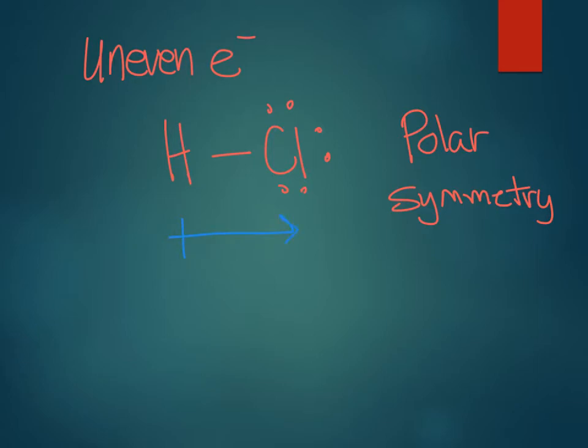So this bond between hydrogen and chlorine is shown with the arrow below it. The positive end is toward the side with less electrons, and the point of the arrow is toward the side with the majority of the electrons. So the chlorine side has all the electrons and the hydrogen is basically bare. This creates a partial negative charge on the chlorine side and a partial positive charge on the hydrogen side.